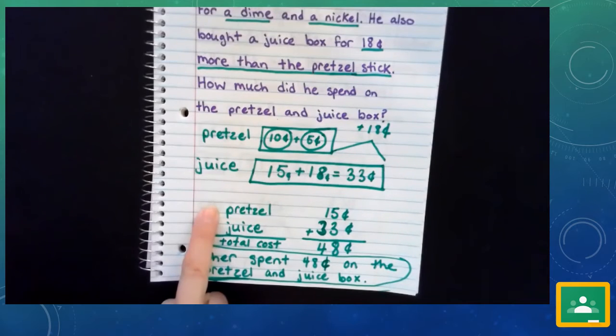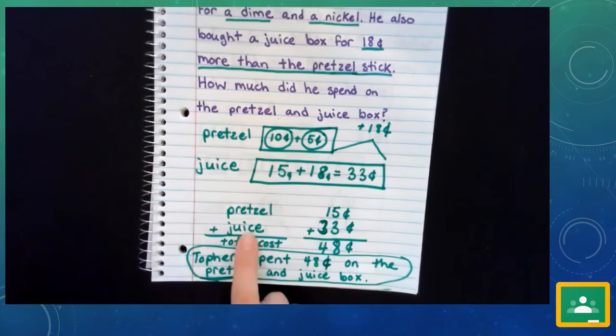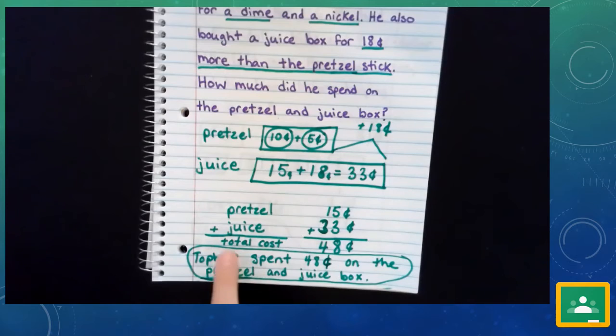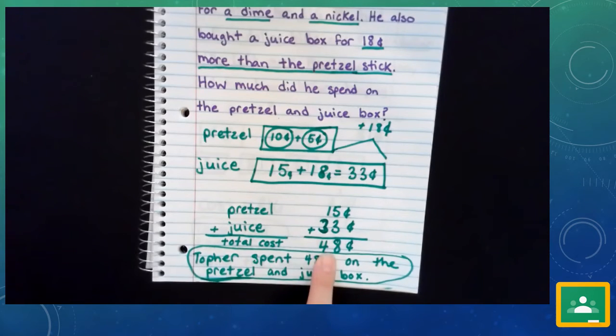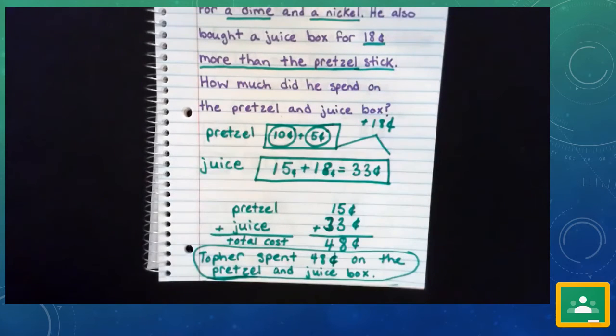I took the information I knew about the pretzel, 15 cents. I took the information that I just solved about the juice, 33 cents, and I put that information together to find the total cost. And when I did that, I figured out that Topher had spent 48 cents on both items. And I look back in that question to restate and make an answer sentence. Topher spent 48 cents on the pretzel and juice box.